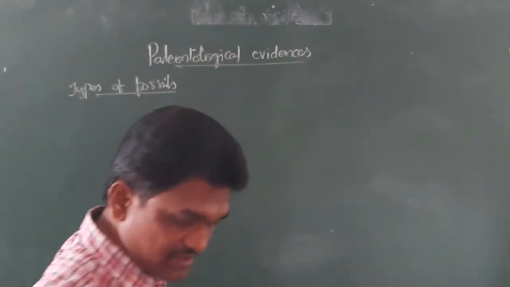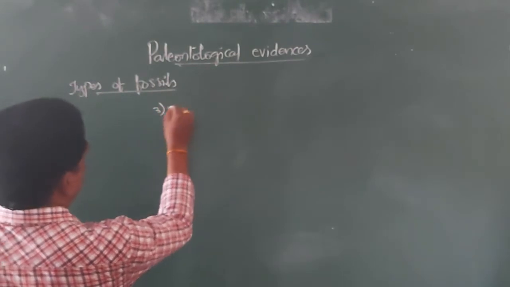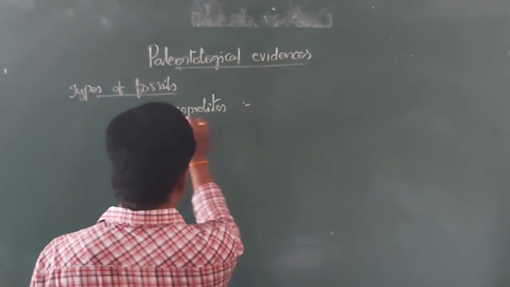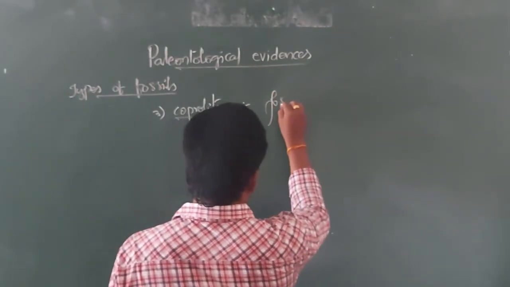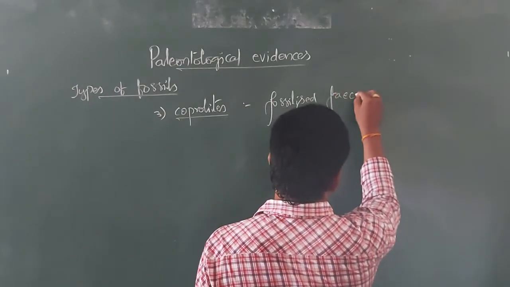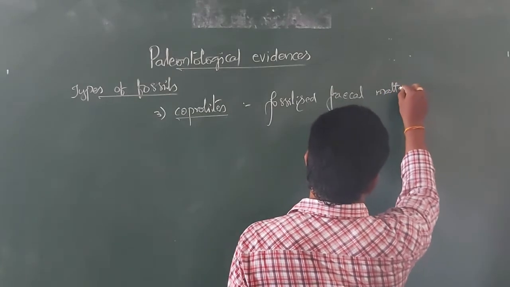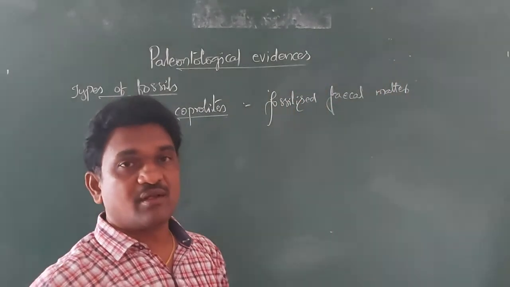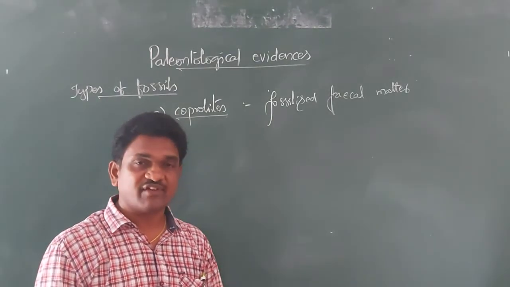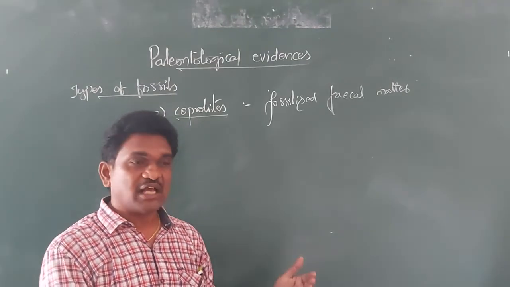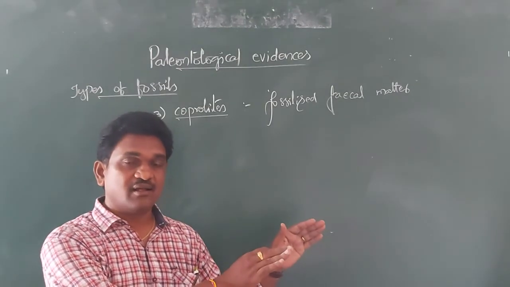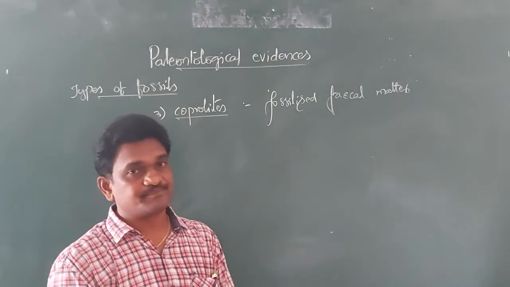Other types of fossils: coprolites. These are fossilized fecal materials, called coprolites. Coprolites also give us a clue what type of organism might have survived in that area. Based on the availability of the coprolites, you can expect what type of organisms survived in that area. Okay, that fact can be known.